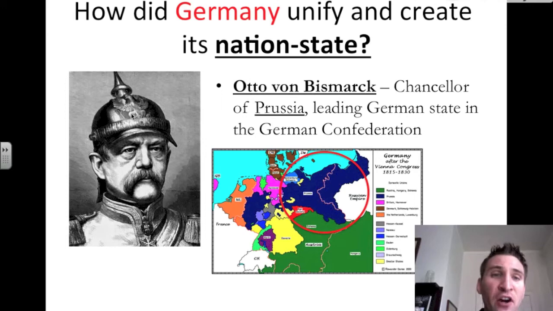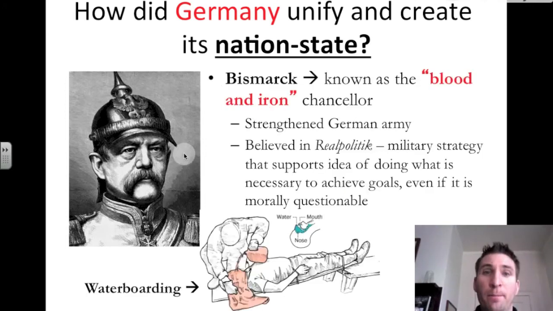You see his military helmet, which shows you what he stands for. Bismarck was nicknamed the Blood and Iron Chancellor. He strengthened the German army, and he believed in Realpolitik. Realpolitik was a military strategy that supports the idea of doing what is necessary to achieve your military goals, even if it is morally questionable. Power by all means, says Bismarck.